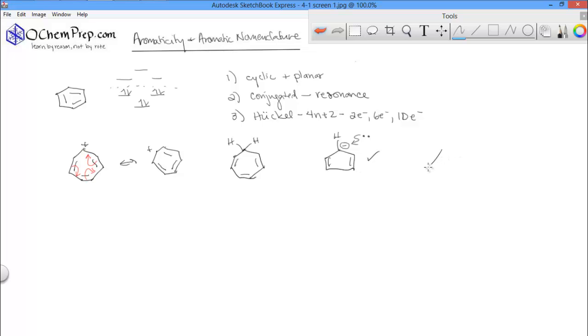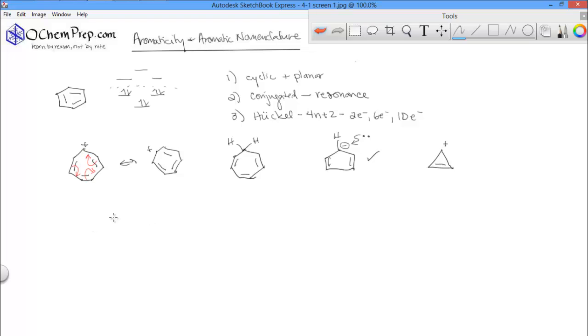And you would not believe that you can put a double bond in a teeny little cyclopropane and then have a plus charge here and have this stable. But this cation is stable because of aromaticity.